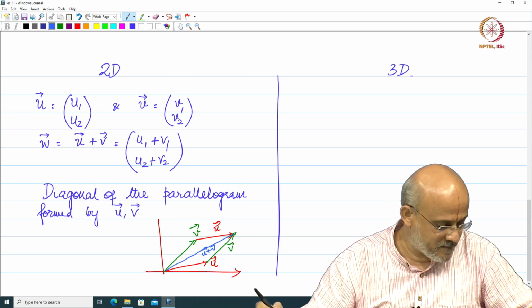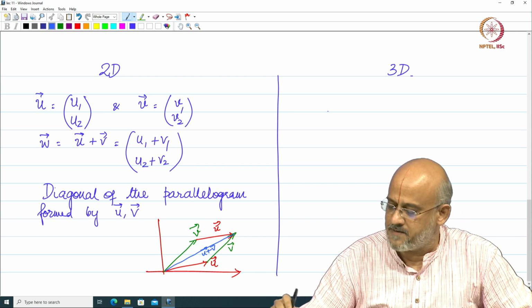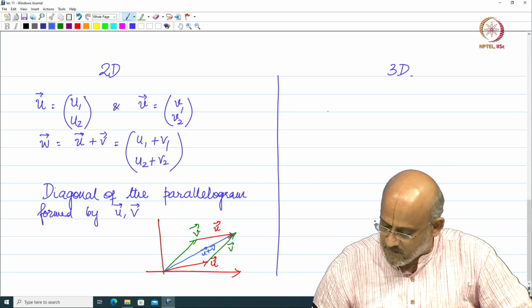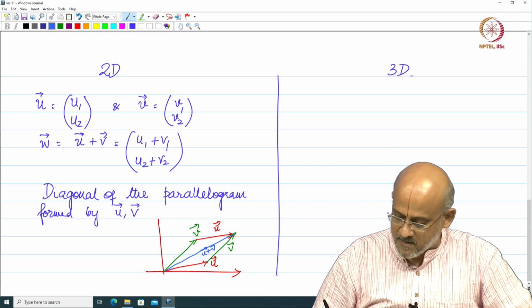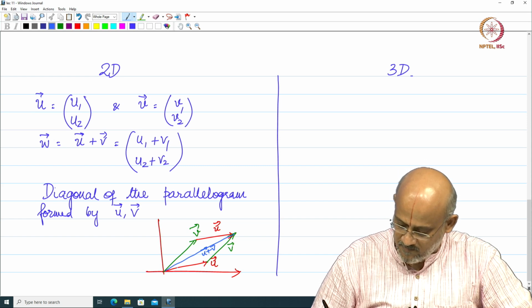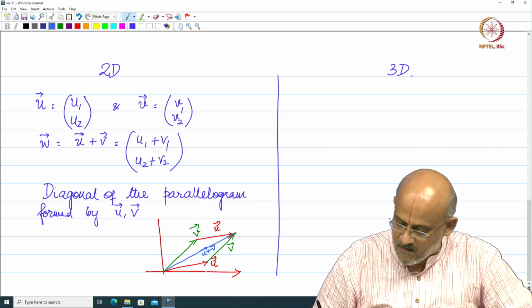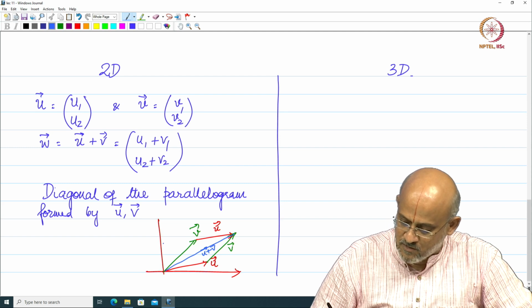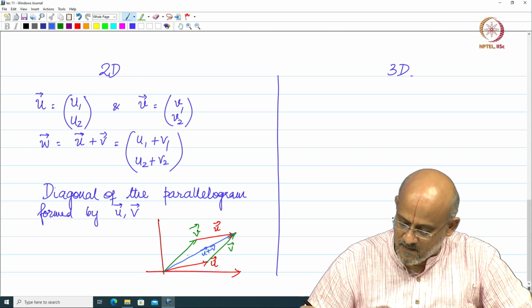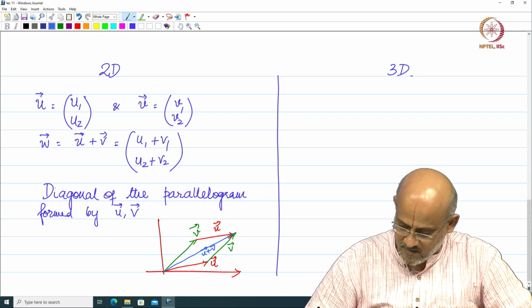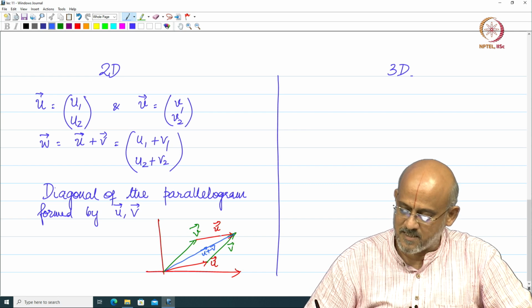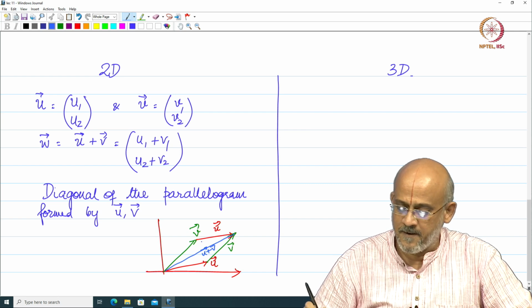Now, how does that happen in 3D? In 3D it is a bit tricky, because here what we did is we basically walked along the direction of... I mean we did this, we walked u1 units along the x axis and then u2 units along the y axis. Similarly, we had walked v1 units in the x axis and v2 units in the y axis, and then we tried to add these things.